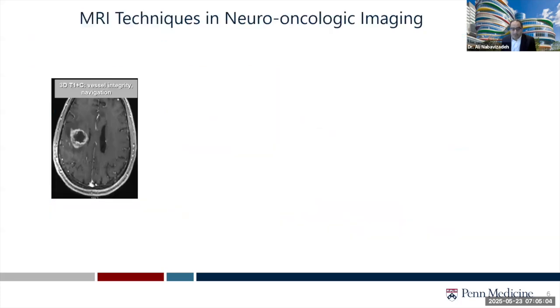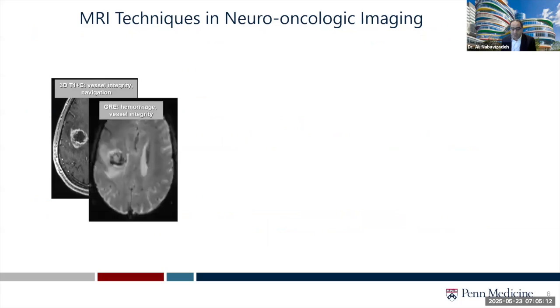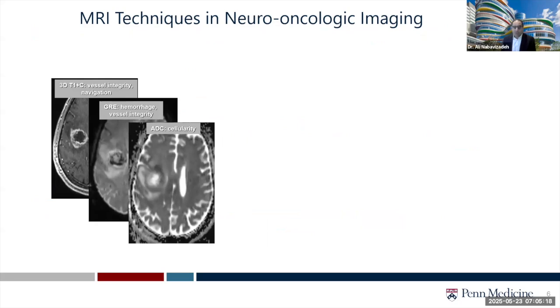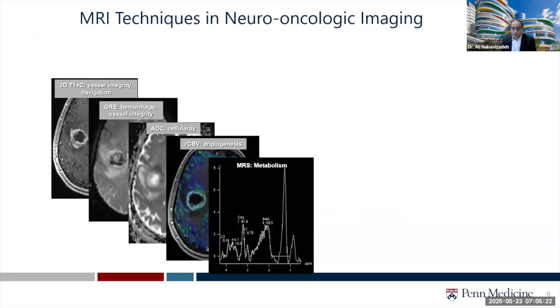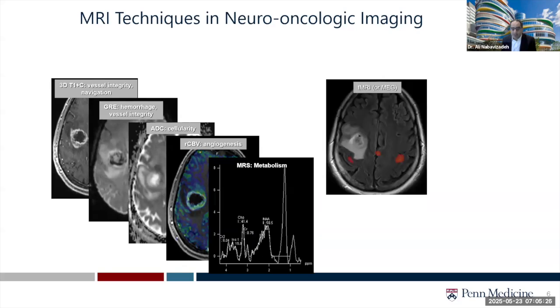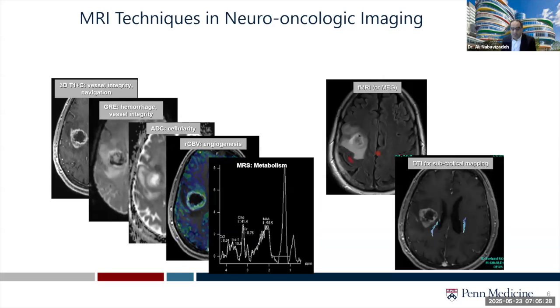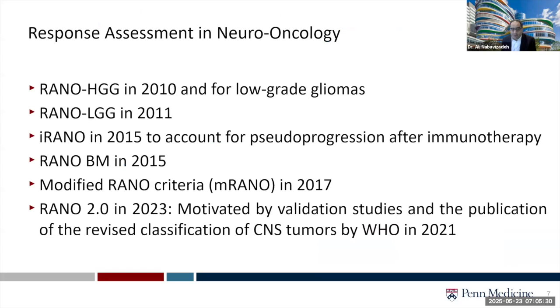MR is the workhorse for neuro-oncologic imaging. We use MR for structural imaging, and contrast-enhanced MR to evaluate vessels. MR can help us to see hemorrhage and vessel integrity, diffusion MR for cellularity, and also perfusion MR for tumor perfusion. MR can also give us some idea about tumor metabolism. And obviously we use MR for pre-surgical mapping. The RANO criteria are based on MRI.